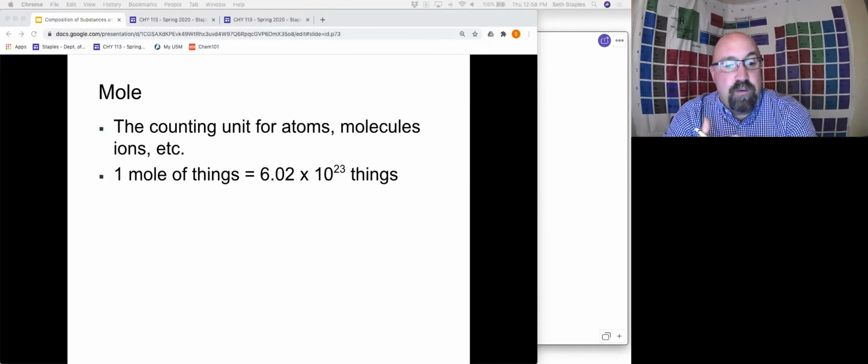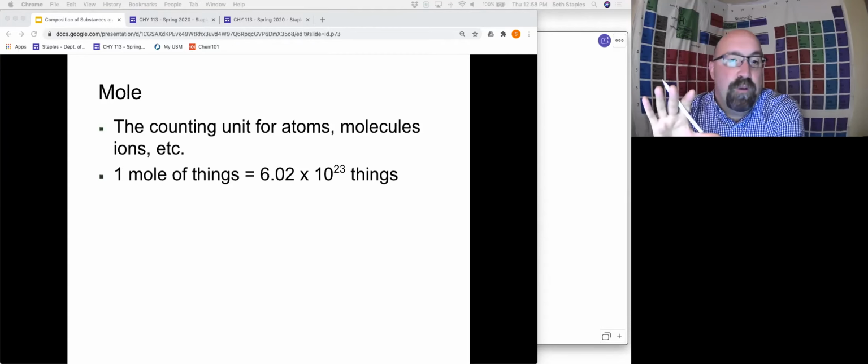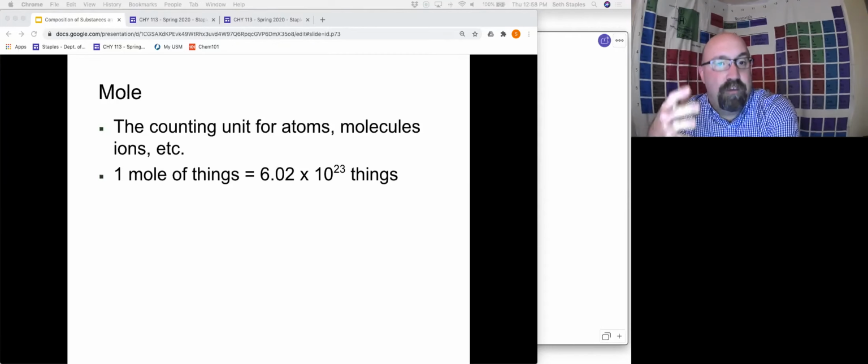The way we're going to use it is simply as a counting unit for things like atoms and molecules and ions, and a mole of anything is equal to 6.02 times 10 to the 23rd of that thing. That's what a mole is. If you have 1 mole of something, you have 6.02 times 10 to the 23rd of that thing. That's all that it means.